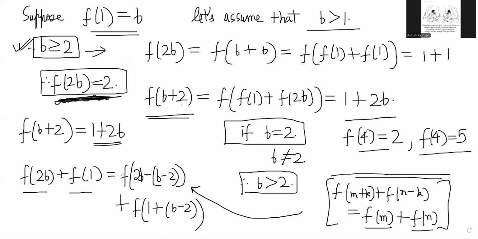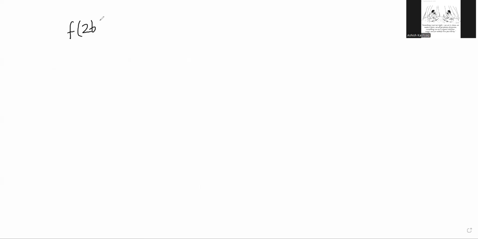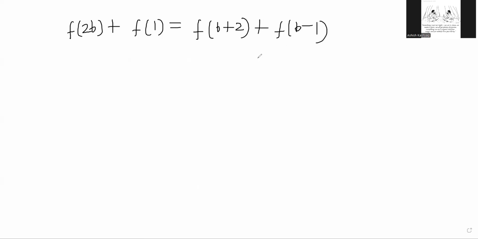The reason I'm choosing 2b and 1 is because if you do b minus 2 subtraction and b minus 2 addition here, this becomes what? f of 2b minus b plus 2. So it is f of b plus 2, and this becomes f of b minus 1, right? So now I have gotten a result that f of 2b plus f of 1 is equal to f of b plus 2 plus f of b minus 1, right?